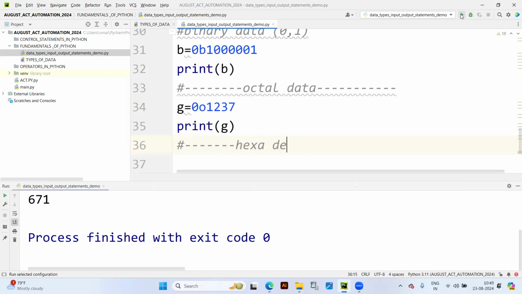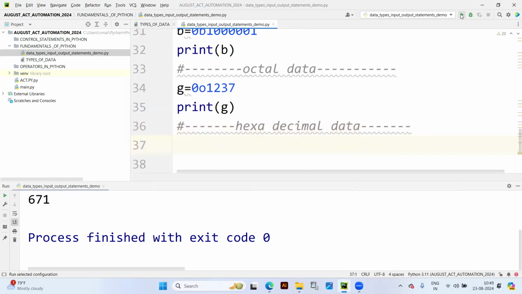Right. So next is hexadecimal data. What is the range of values in hexadecimal data? 0 to 9, and 10 will be equivalent to capital A. Likewise, it goes up to F. 0 to 15 will be the range of values. Base 16 is the hexadecimal system. Correct? Now, how do we declare a hexadecimal value whenever we write code?